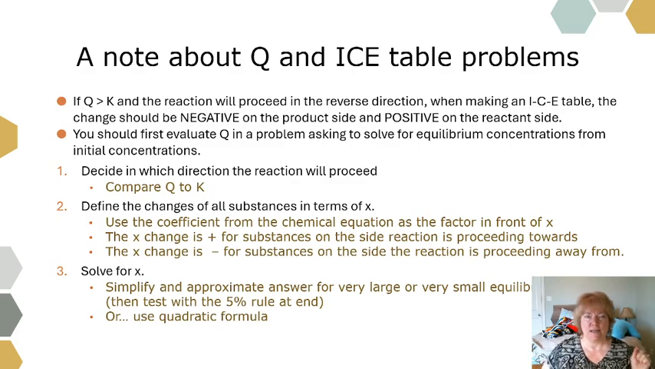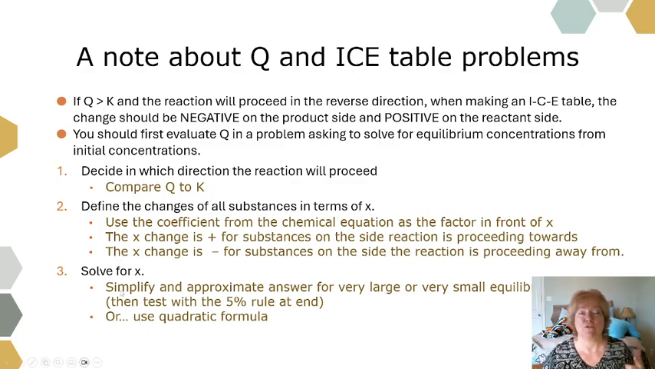I can use an ICE table, but it's going to be very confusing because if it's proceeding in the reverse direction, then I'm going to be subtracting from the products. The change would be a negative X for the product side, and it'd be positive X's on the reactant side because I'm going in reverse. And so I could do it, but it's going to look a little funny. I'll have negative X's for all the products and positive coefficient times X's for all the reactants.